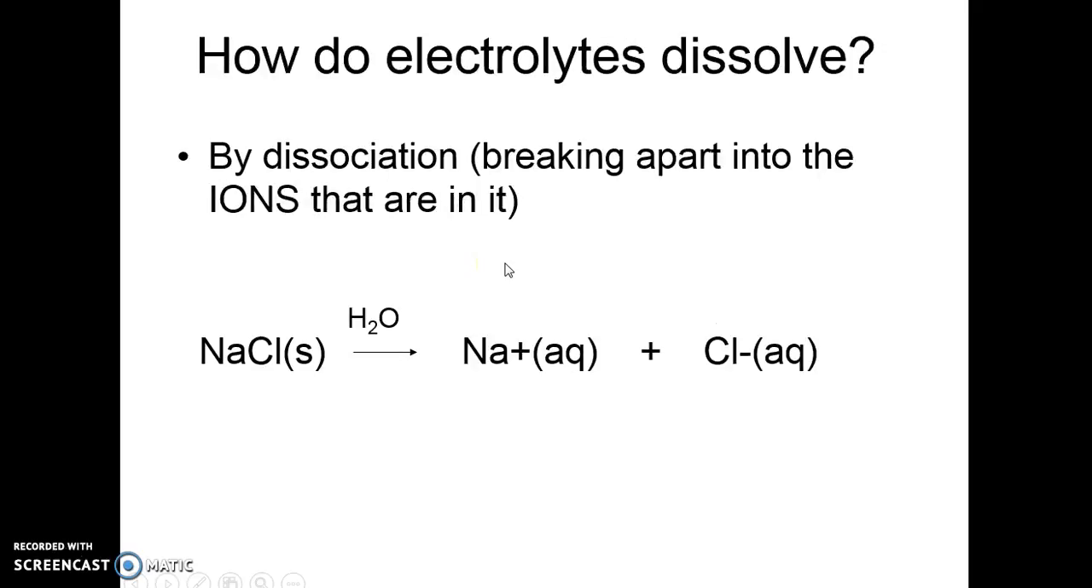So how do electrolytes dissolve? They do this by dissociation. We learned that sodium ions will become hydrated and chloride ions will become hydrated. When we put solid sodium chloride in water, it's a little crystal lattice. But as the water starts bumping into it, what happens is the sodium and the chloride ions separate and become hydrated. This is called dissociation.